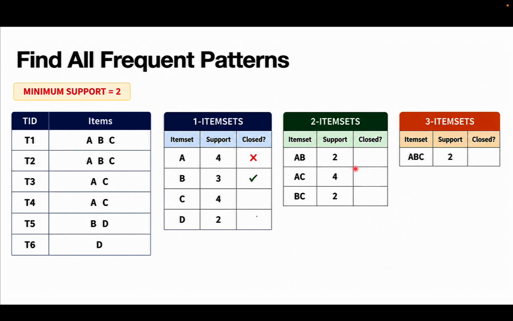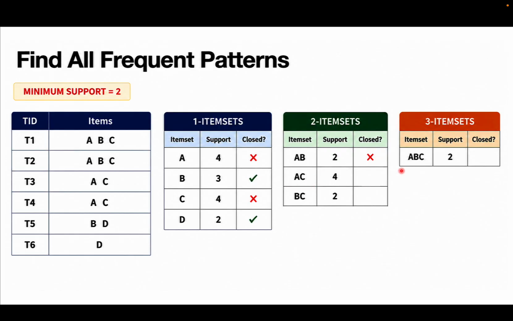What about C? C has support of 4. AC also has the support of 4, so this is not a closed pattern. What about D? D didn't appear anywhere, so it's closed. What about AB? AB appeared in ABC, so it's not closed.